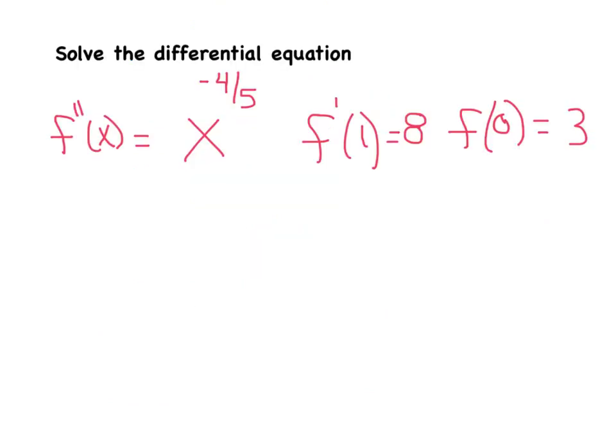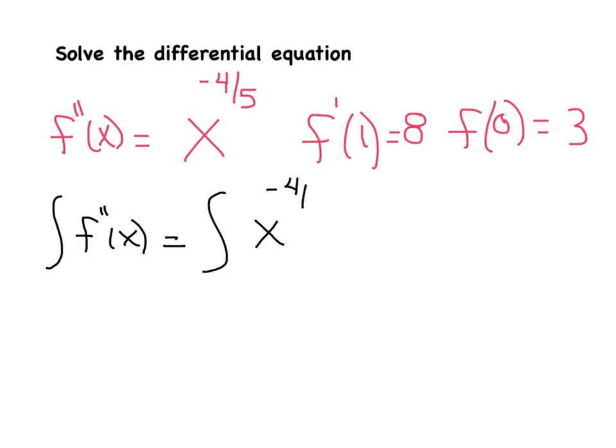All right, we've got a big bear for you here. It says solve the differential equation. Now take notice, they start with f double prime of x equals x to the negative 4/5, f prime of 1 equals 8, and f of 0 equals 3. So I basically have two initial conditions to get me to f. All right, so let's start by wrapping each side up, of course, in that integral.